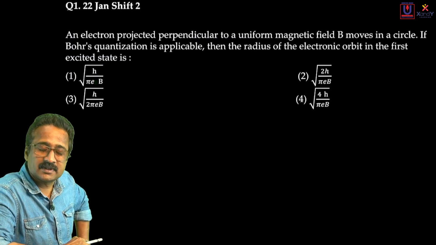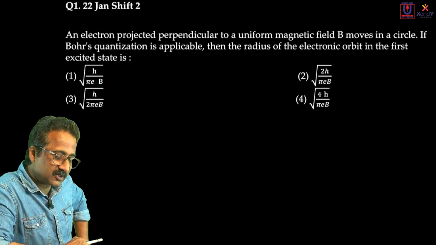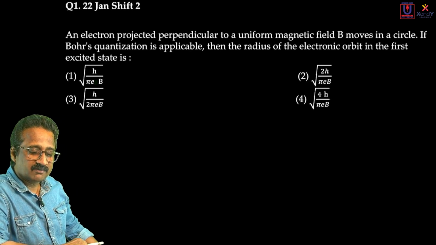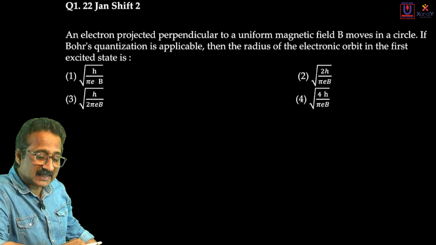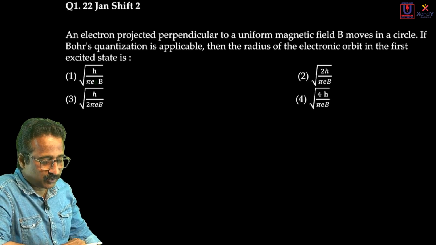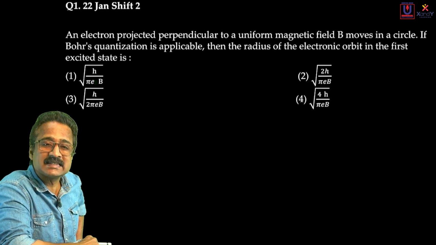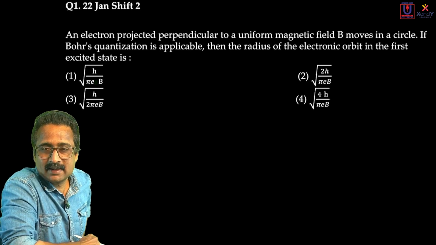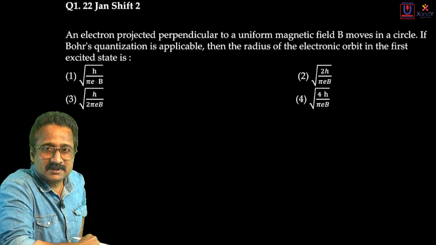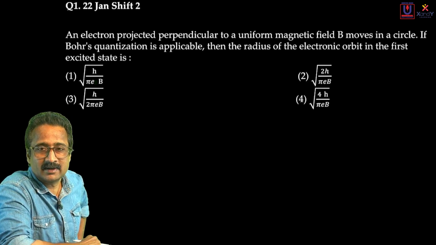Friends, here is my first question. An electron projected perpendicular to uniform magnetic field B moves in a circle. If Bohr's quantization is applicable, then the radius of electronic orbit in the first excited state is. This is an electron that is projected in a perpendicular magnetic field.